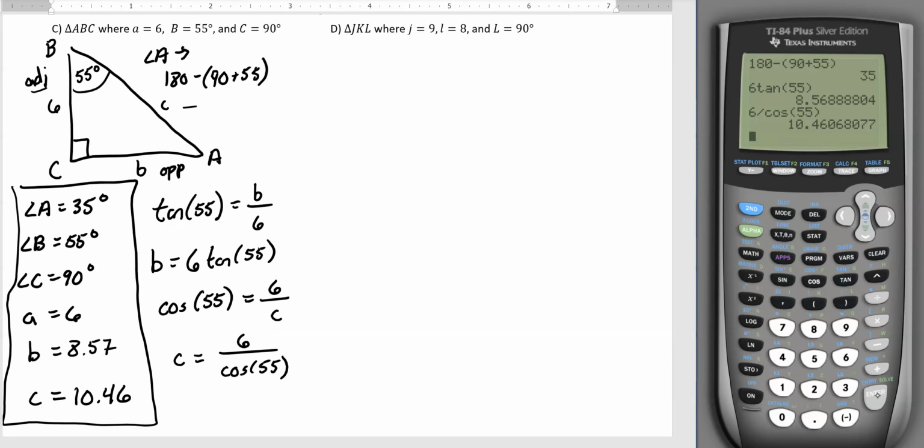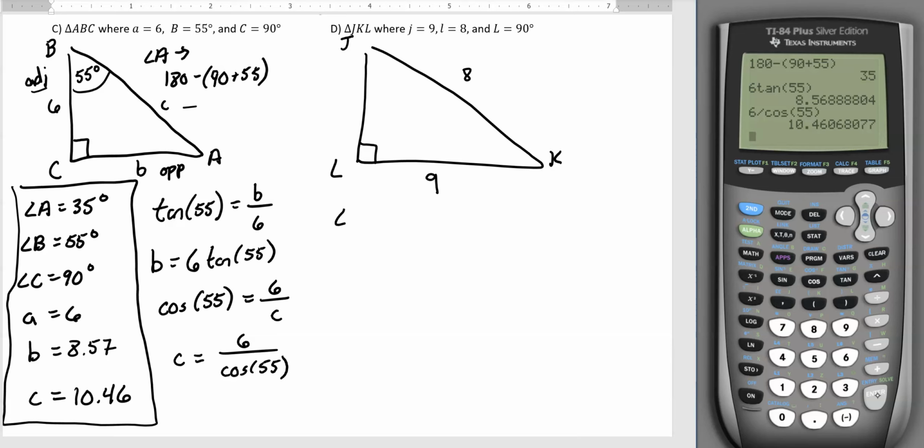All right, last one. Letter D, JKL. Side J is 9, L is 8, and angle L is 90. This is a fun one. All right, and I saved this for last intentionally. Let's see if we can catch it. So angle L, 90 degrees. Side L is 8. Side J, we'll call this J, is 9, which means this is K.